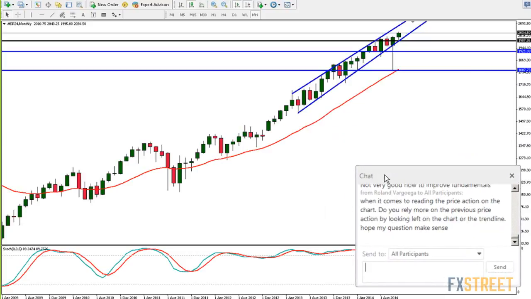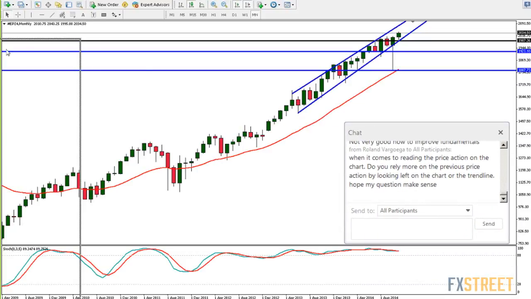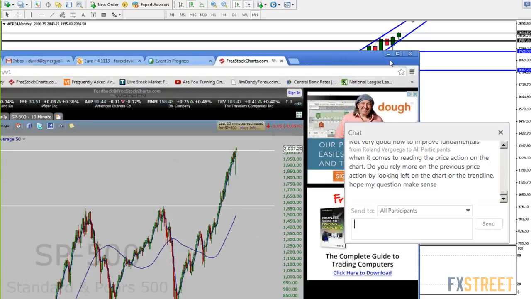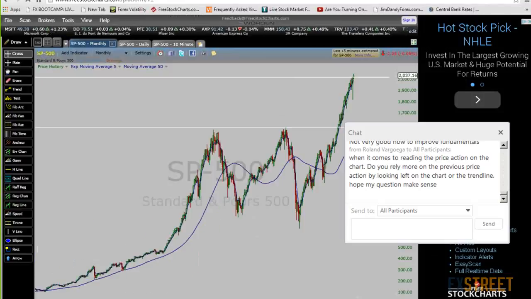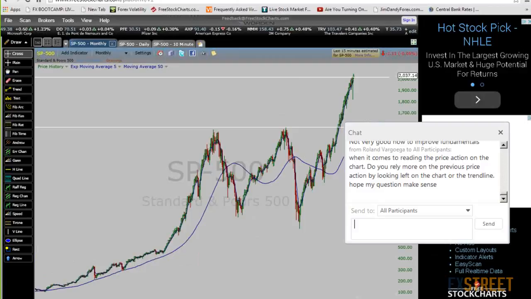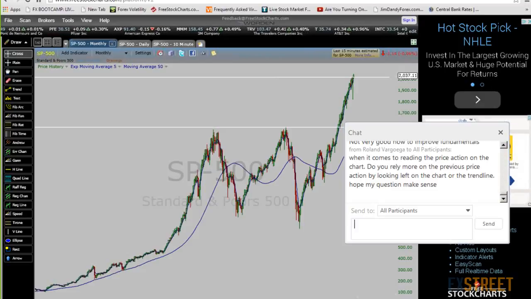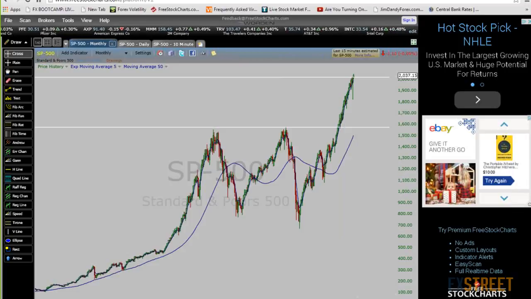Okay, this will work. It's the 50, that's fine. Yeah, it absolutely makes sense. In other words, do I rely on, no, I'm not with FX Bootcamp anymore. Haven't been for a couple of years now. Do I rely on the horizontal stuff more than trend lines and things? Yes. Absolutely. Yep.